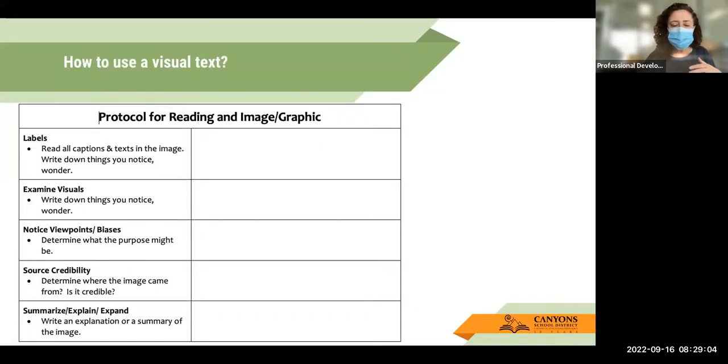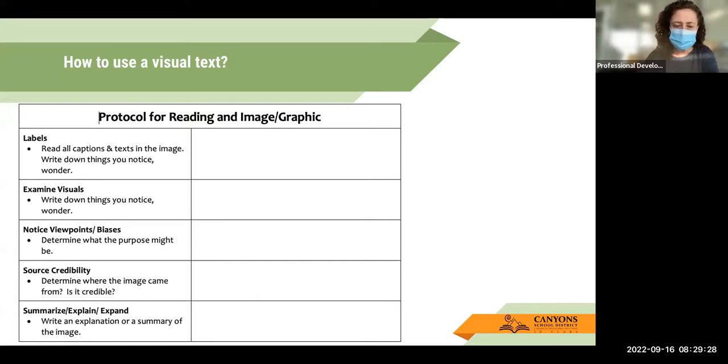So the first step will be, again, to label. So read all the captions and the text in the image and write things that you notice. You can create a graphic organizer that looks like that and just give it to your students, or complete this with your students, at least for the first time when you're analyzing a visual text.